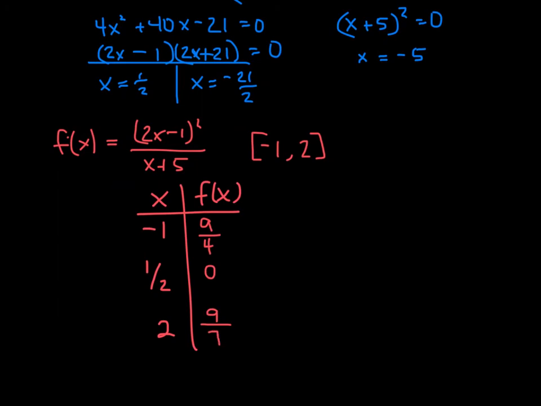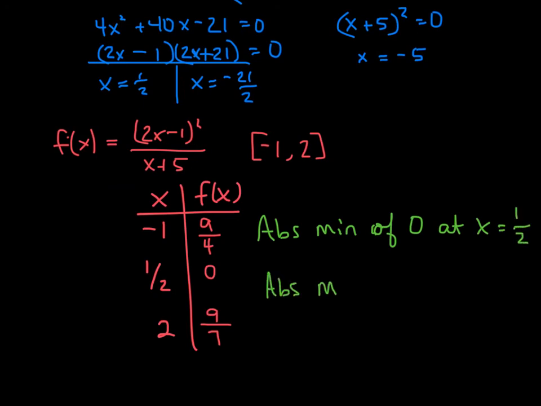If I now make my conclusions, I would say that I have an absolute minimum of 0 at x equals 1/2. And then I have an absolute max. Well, I have to compare 9/4 and 9/7, and hopefully we would agree that 9/4 is bigger than 9/7. So we would say an absolute maximum of 9/4 at x equals negative 1. And there we have it.